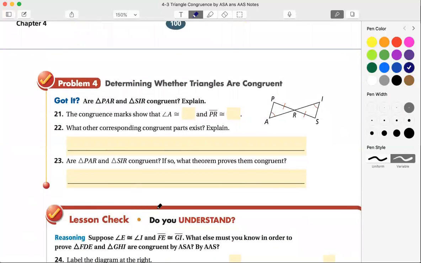So are triangle PAR and triangle SIR congruent, and explain. So the congruence marks show that angle A is congruent to angle I, and segment PR is congruent to segment SR. So what other corresponding parts exist? We know also angle PRA is congruent to angle SRI because they are vertical angles. Okay, so are these two congruent? Yes, and why? AAS.